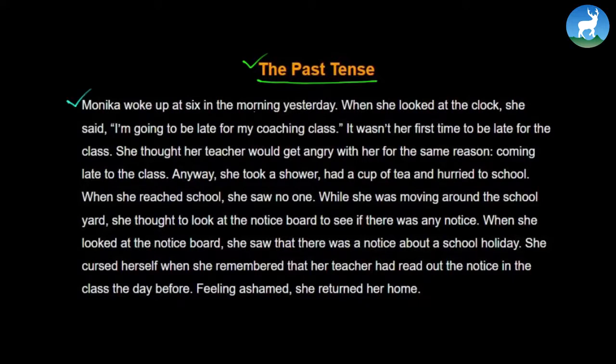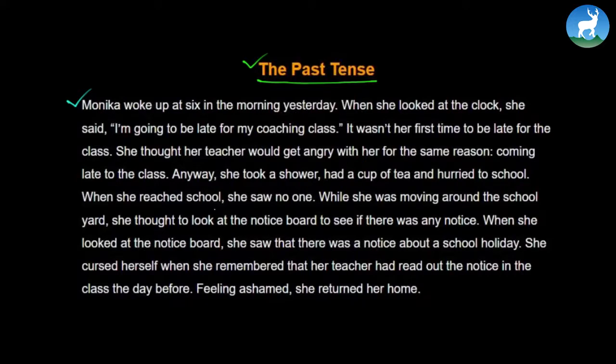Monica woke up at 6 in the morning yesterday. When she looked at the clock, she said, "I'm going to be late for my coaching class." It wasn't her first time to be late for the class. She thought her teacher would get angry with her for the same reason, coming late to the class. Anyway, she took a shower, had a cup of tea, and hurried to school.